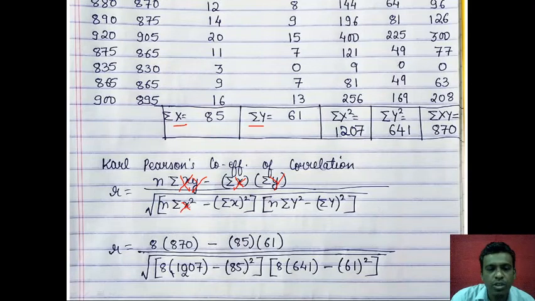So once you substitute the values, you will get values like this. 8, n is 8 we have seen, into summation xy. Where is summation xy? Summation xy is here, 870, minus summation x. Where is summation x? Here it is 85, into summation y, that is 61, and so on, divided by square root of this, that, this. So you can just substitute and see that. So r is equals to, you will get this way once you substitute. Then just multiply 8 into 870 minus 85 into 61.